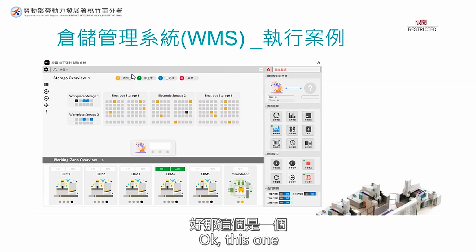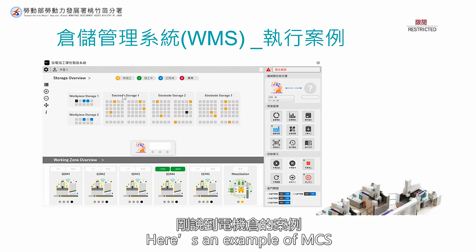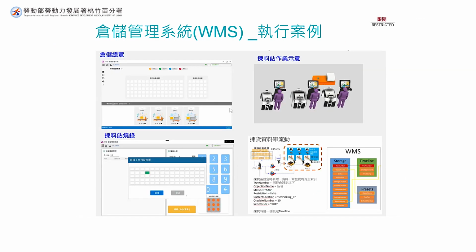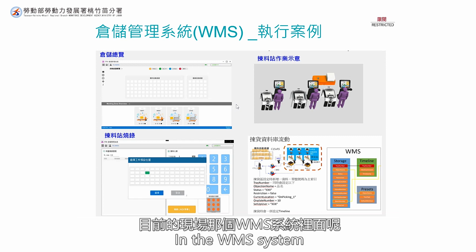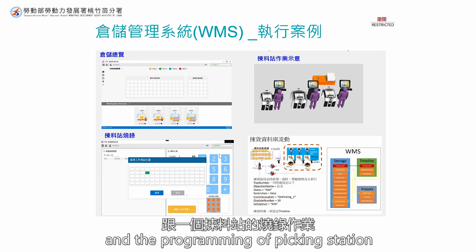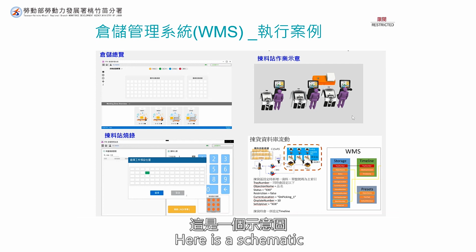Okay, this one. Here's an example of MCS. Next, in the WMS system, you can see an overview of the warehouse and programming of the picking station. Here's a schematic.